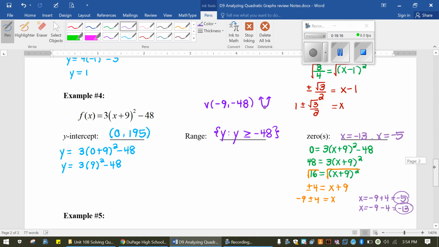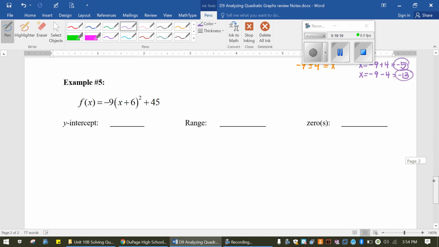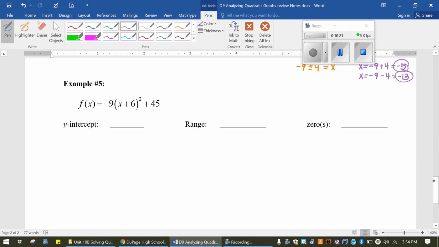All right, last example. Example number 5. We're going to do the y-intercept first. So we're putting 0 for x: negative 9 times (0 plus 6) squared plus 45. Type all of that into your calculator, including the parentheses. What you should end up with is a y-intercept of negative 279.